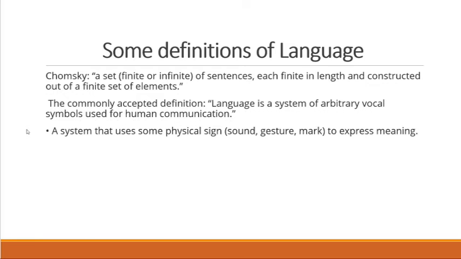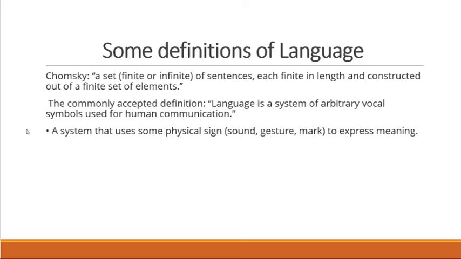Okay, so the commonly accepted definition of language is that language is a system of arbitrary vocal symbols used for human communication. This is an accepted definition, that any language is made of vocal symbols. Now why we are focusing on vocal or spoken language again and again, this will be explained to you in the section on characteristics of language.